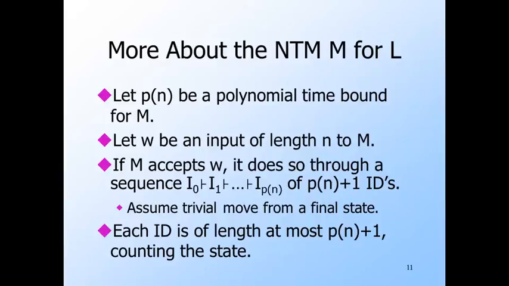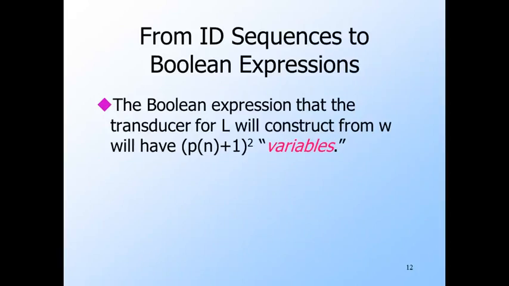We have to design a polytime transducer that can turn the input W into a Boolean expression that is satisfiable if and only if M accepts W. The transducer is designed knowing M but not W. The first thing the transducer does, seeing W, is to determine its length n.